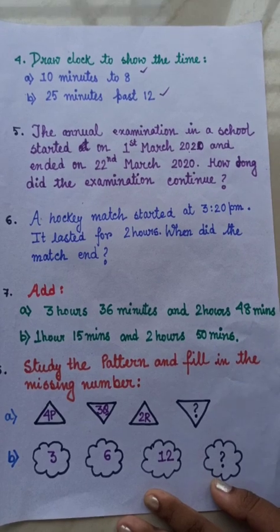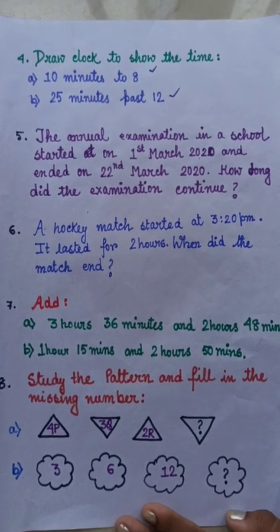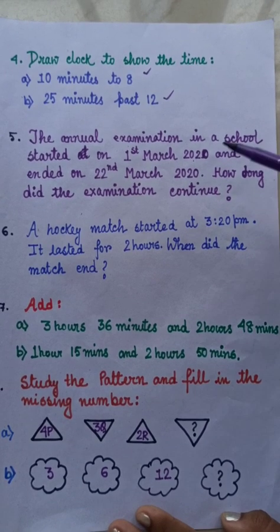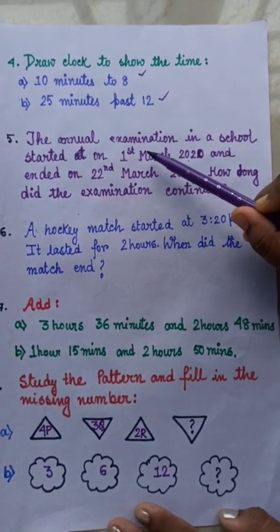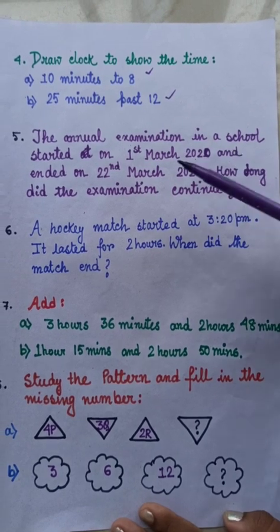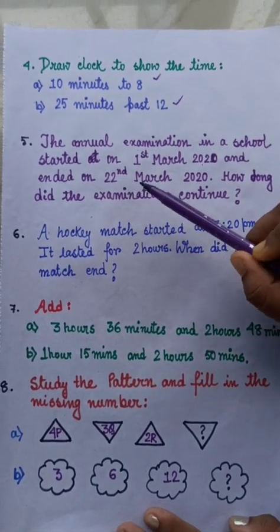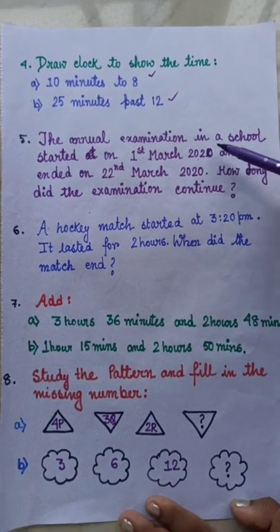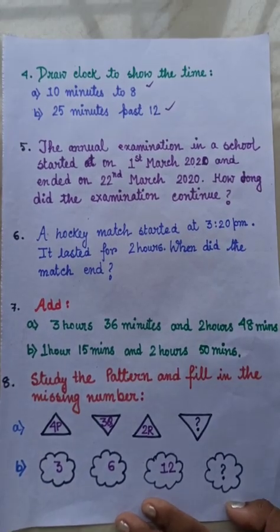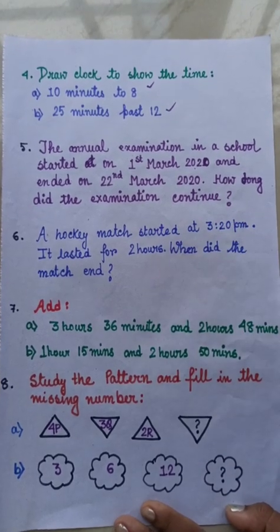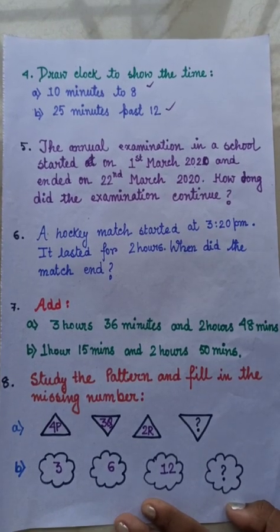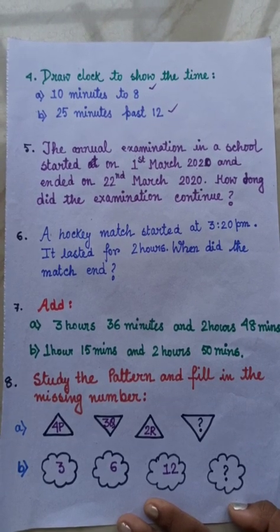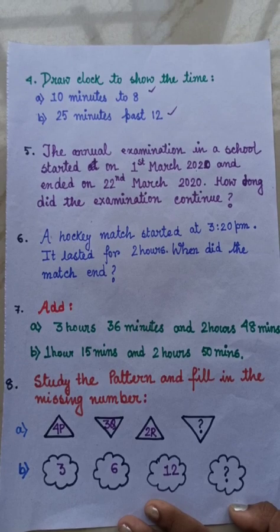Again, I am repeating the question. The annual examination in our school started on 1st March 2020 and ended on 22nd March 2020. So it started on 1st March 2020 and it lasted up to 22nd March 2020. You have to find out for how many days the examination went on, the number of days.